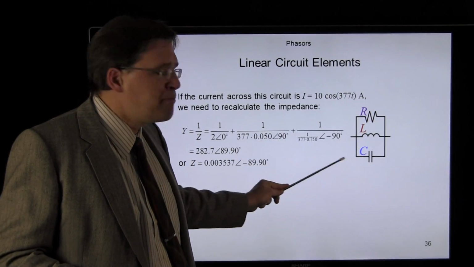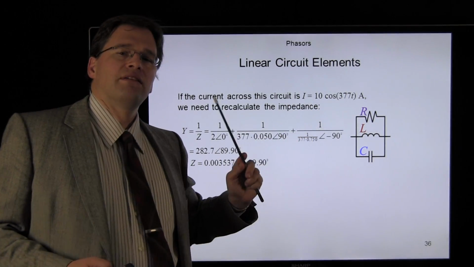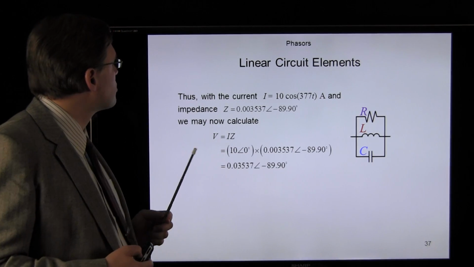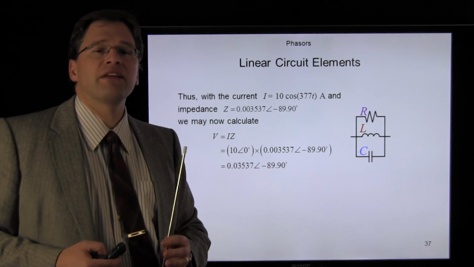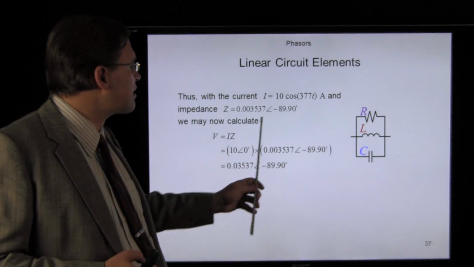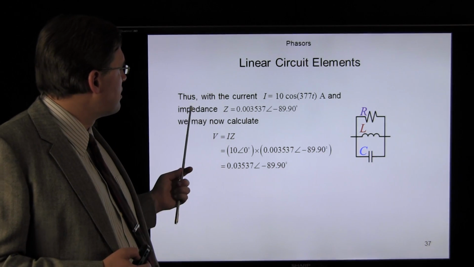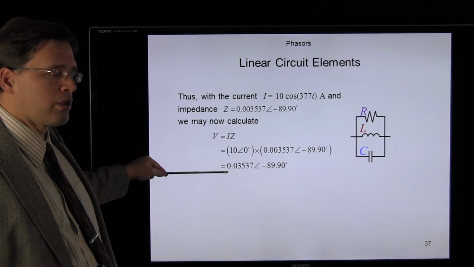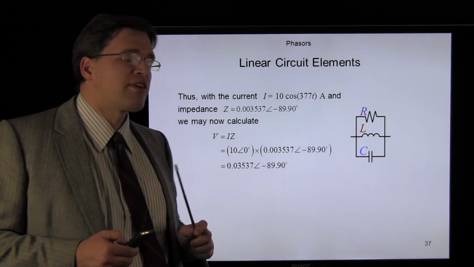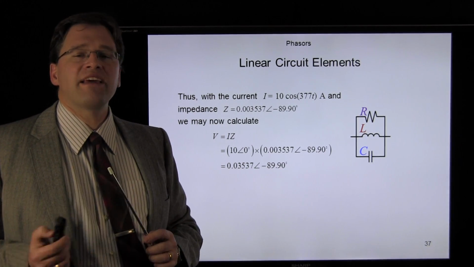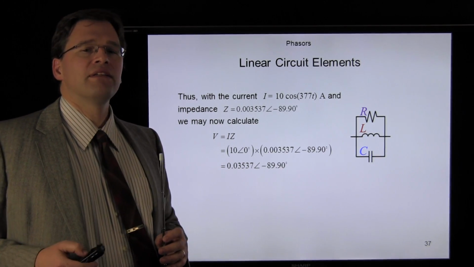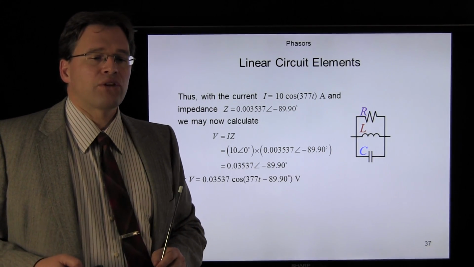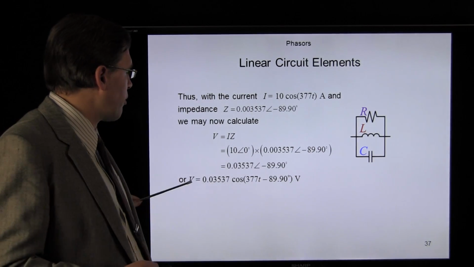This does not seem to impede a very high frequency signal or current. So again, if we have a current of 10 cos 377t passing through this circuit, and that is my impedance, then the voltage across the circuit is very small, 0.03537 phase negative 89.9. Essentially, this is lagging behind by 90 degrees. And so therefore my voltage is very small.